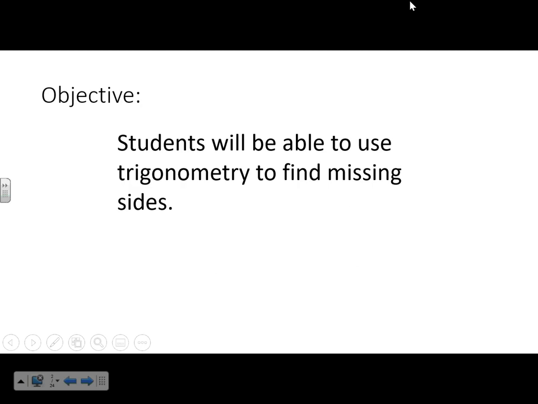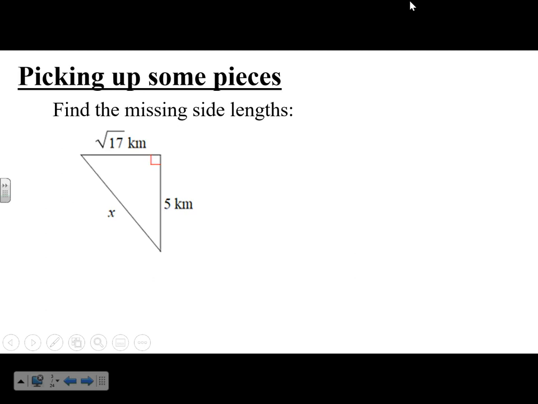So the overall objective: students will be able to use trigonometry to find the missing sides. But before we get to that, there's a couple things that may be on the test. There's some like this that are similar on the test, and it's not that much different, and it's not any harder than what we've done already. I just want to make sure you guys see it before we see it on the test.